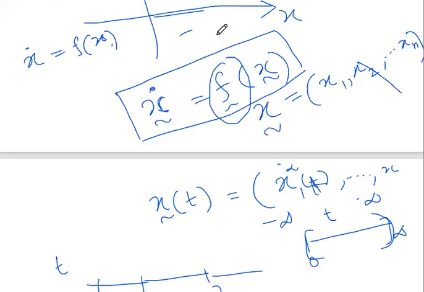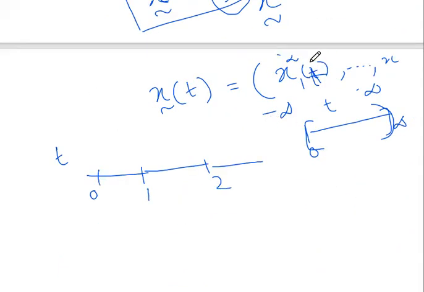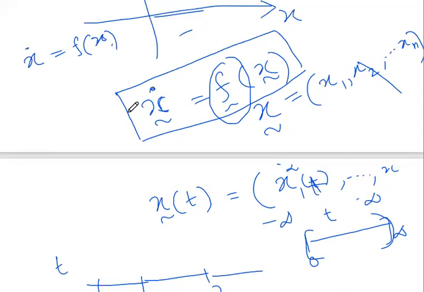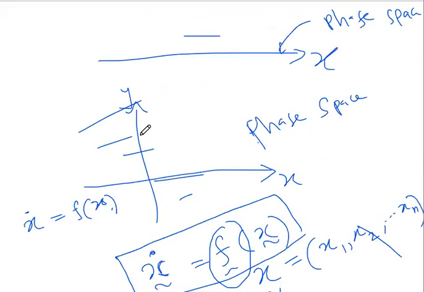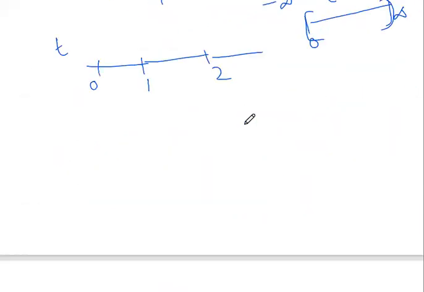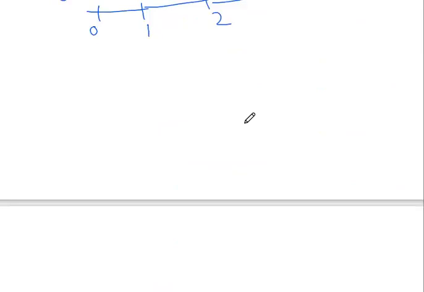If t is continuous, then this equation would be a differential equation. If t is discrete, this is a difference equation. Is that clear to you? So this is basically the system in general. It could be any n dimensional system, in general. It's also a vector field.